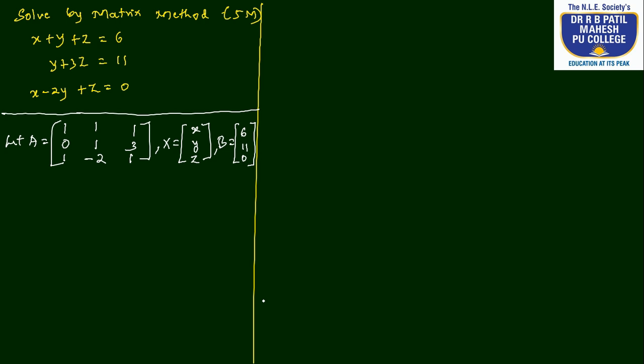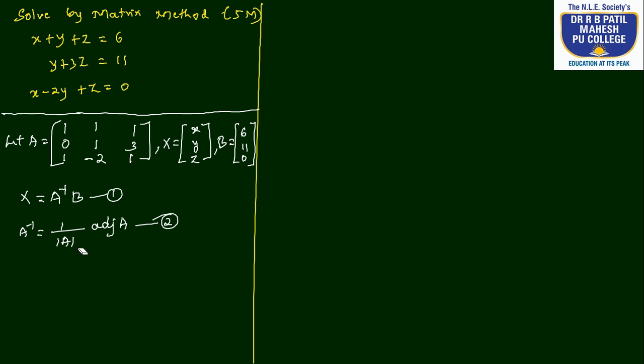Second step, 2 formulas are required here. One is X equal to A inverse into B, and one more formula is required: A inverse is equal to 1 upon determinant of A into adjoint of A. This is the formula we require here. Okay, let us solve one by one. Determinant of A.